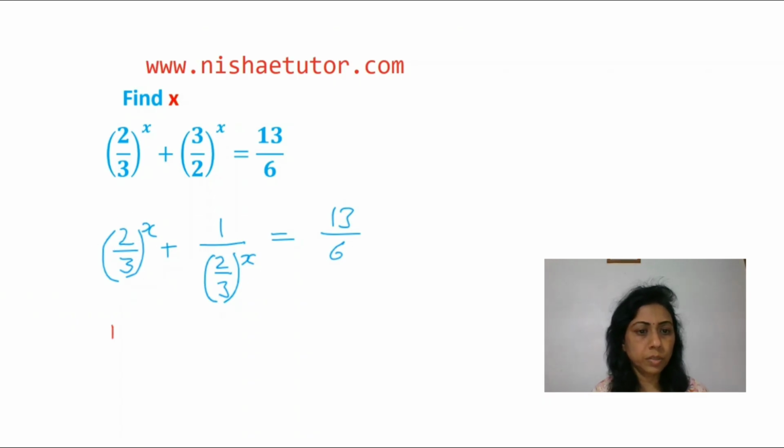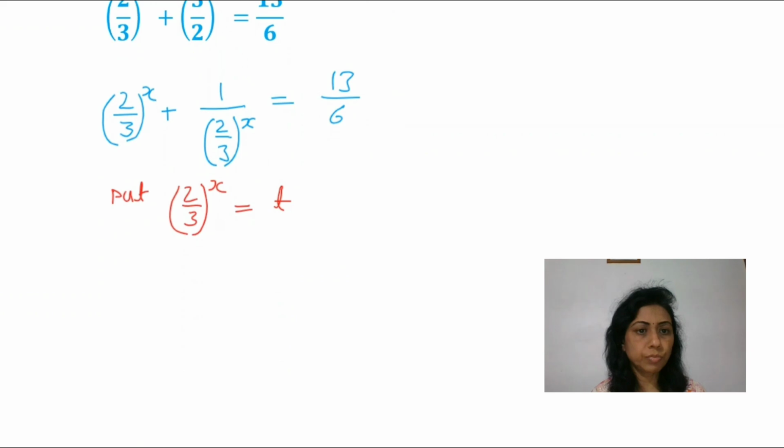Now here put (2/3)^x equal to any variable, like t. Now the equation will be t + 1/t = 13/6. The whole equation we can multiply by 6t, because here the LCM is 6t.